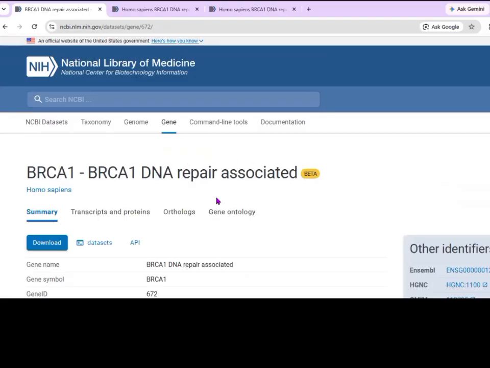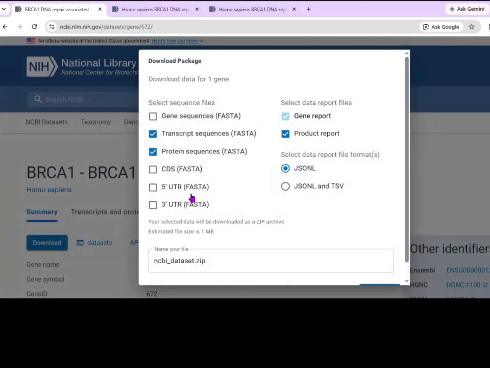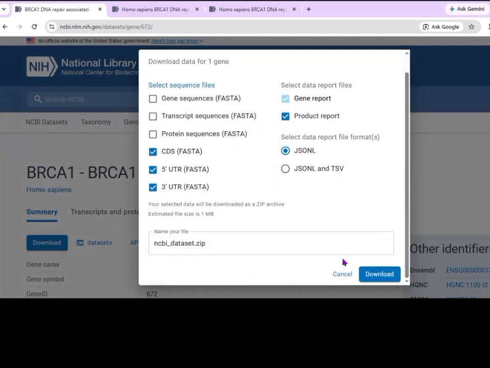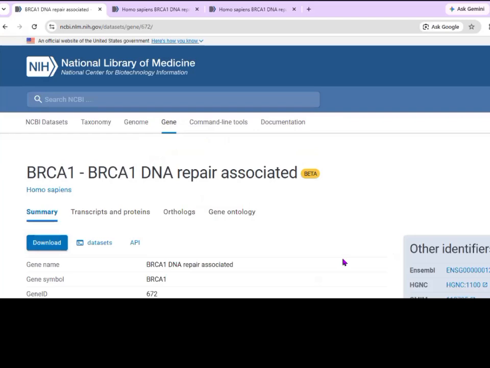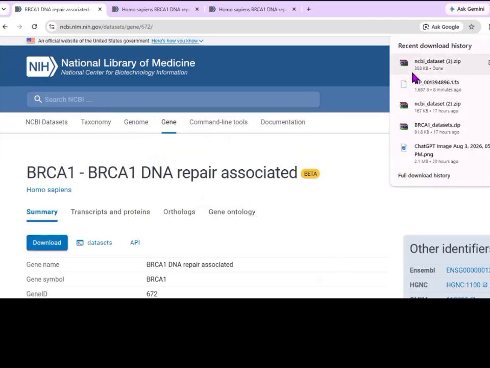you will download the direct 5 UTR FASTA sequence, 3 UTR FASTA sequence, and CDS coding region. Here you can download this complete sequence in a zip folder. Just download it and it will be downloaded in your downloads section, as an NCBI dataset zip folder.